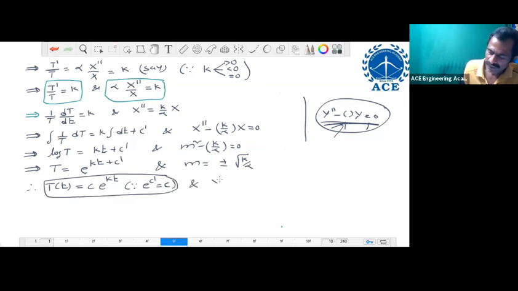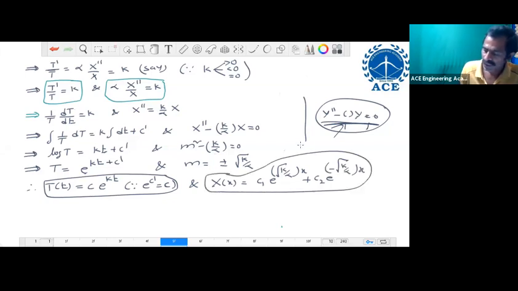Another one is X of x, where the roots are real and different. We take the linear combination of two independent solutions: C1 into e power under root of k by alpha into x plus C2 into e power minus under root of k by alpha into x. That's all.